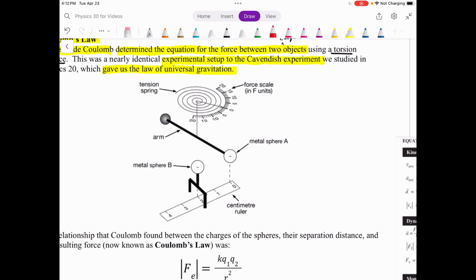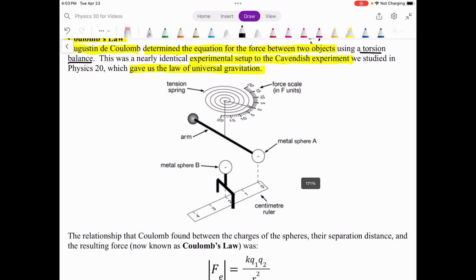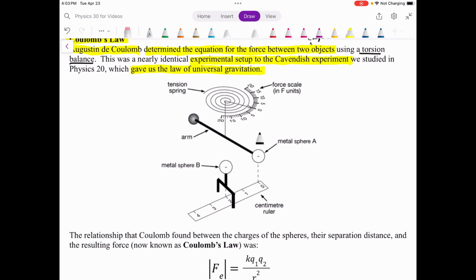So I would recommend pausing this, watching that really quick, and then I'll come back and break it down a little bit more. So here's the idea, okay? Essentially what he did is he got two things that he knew had the same charge type on them, right? So maybe they were both negative, both positive, whatever, but he knew they were the same.